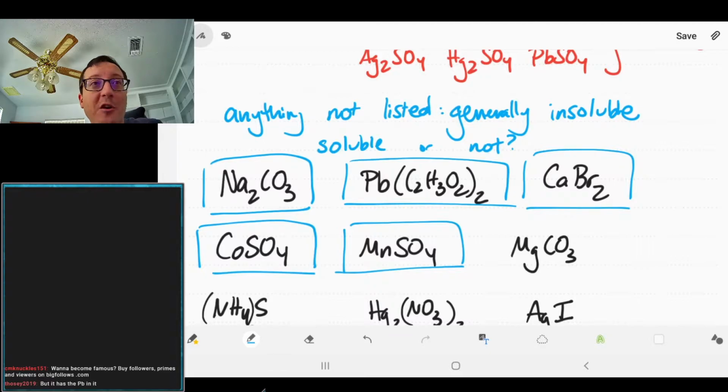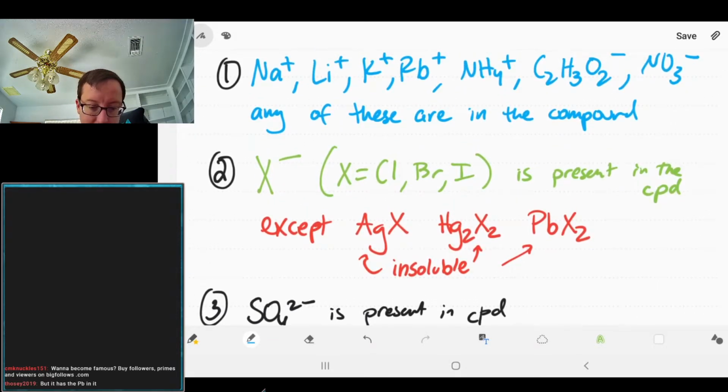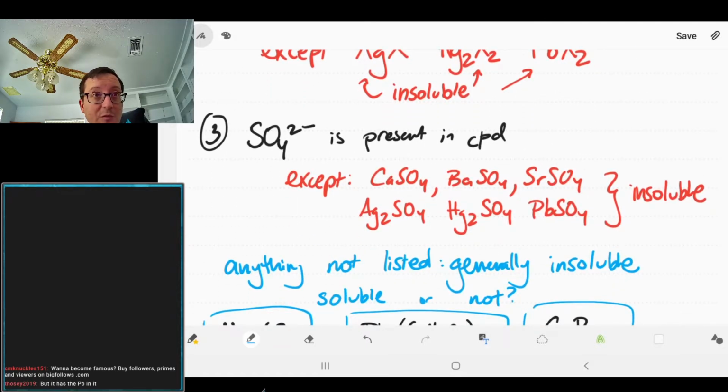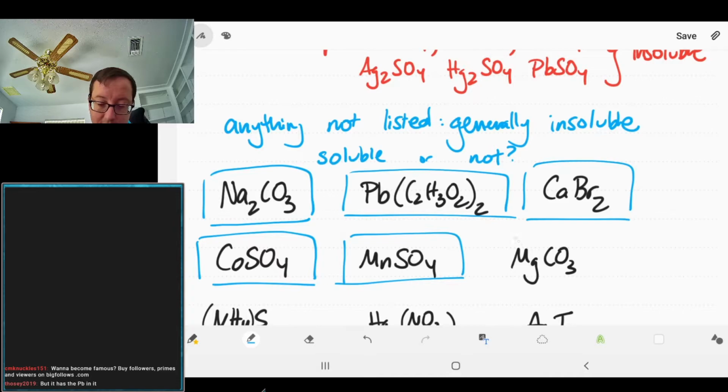All right, let's look at magnesium carbonate then. Let's see our rules. Well, I'm not seeing a rule for magnesium. I'm not seeing a rule for carbonate either. And so, anything that's not listed, we do not have a rule for, we will consider insoluble. So anything that's not listed is probably insoluble. Because we have no rule for magnesium, we have no rule for carbonate, we're going to see that that's going to be insoluble.